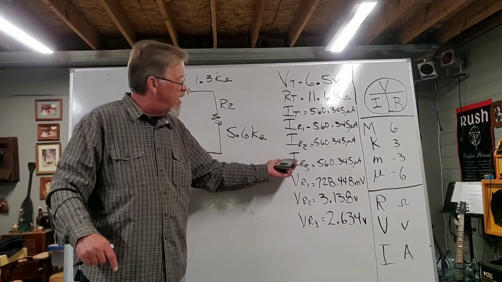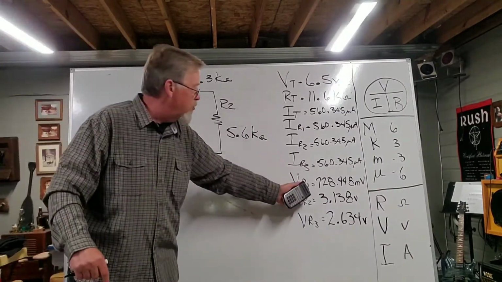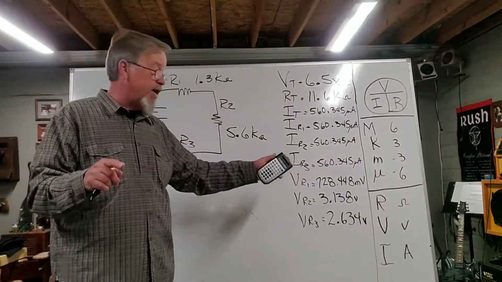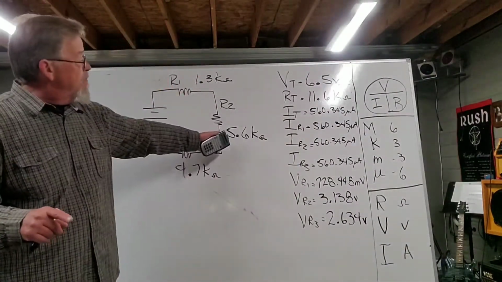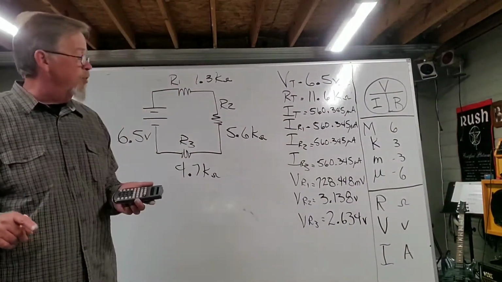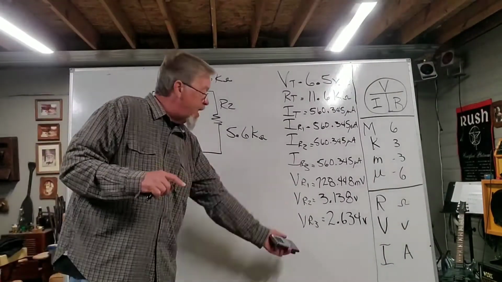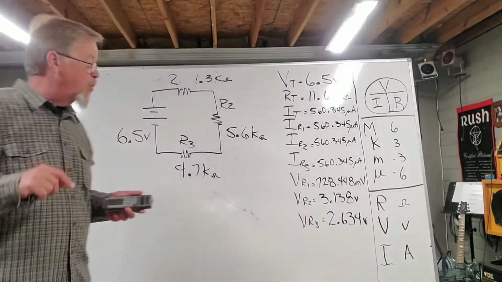So I took that current and multiplied it times R1 to get the voltage of R1 in millivolts. Not every milli is an amp. If I'm looking for volts, you better put volts. Multiply my current times the 5.6K, I get 3.138 volts, and then times the 4.7K, I get 2.634 volts. Just to check, I add them all up, and sure enough, they come up to the 6.5 volts.